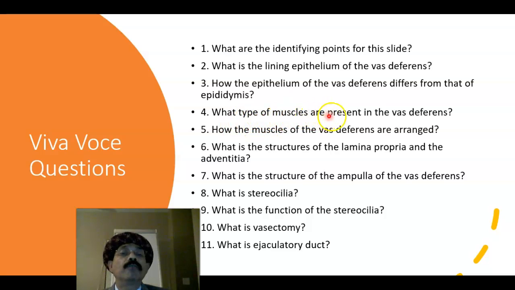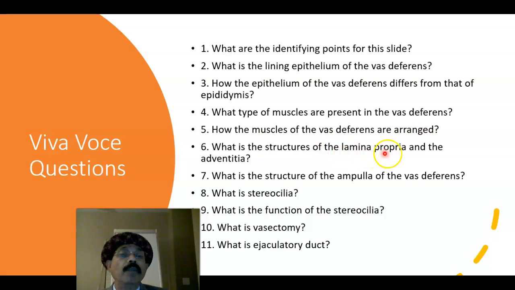What type of muscles are present in the vas deferens? These are smooth muscles, making a very thick wall for the peristaltic movement, for the propulsion of the content of the epididymis through the long vas deferens tube to the ejaculatory duct. How are the muscles of the vas deferens arranged? In the middle, we have the circular muscle layer. On each side, we have the longitudinal muscle layer.